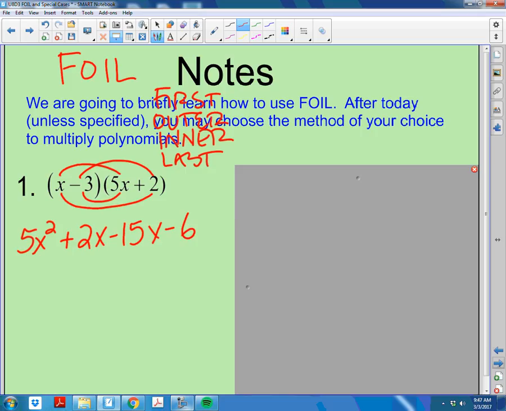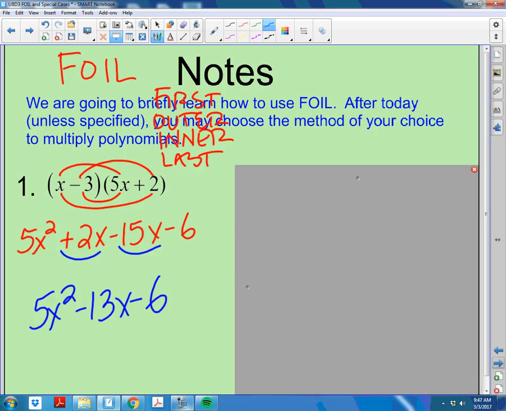First, outer, inner, last. Connecting them with what math? Multiplication, it's basically what you've already done. You end up with like terms in the middle, so you end up with 5x squared minus 13x minus 6. That is the FOIL method.